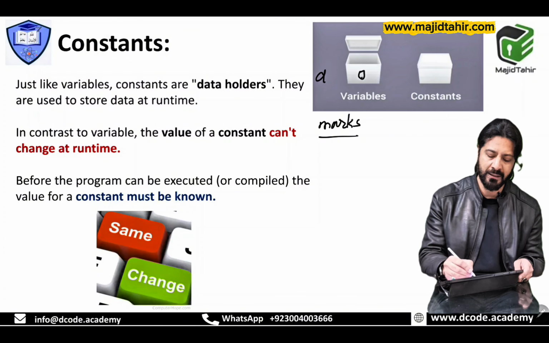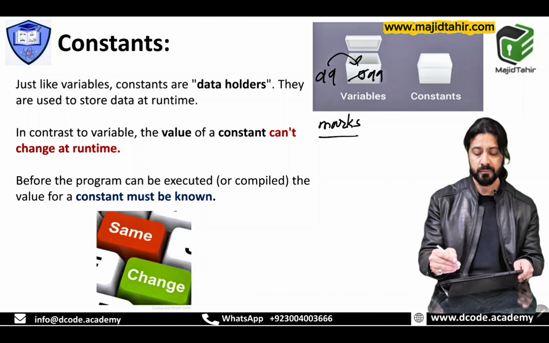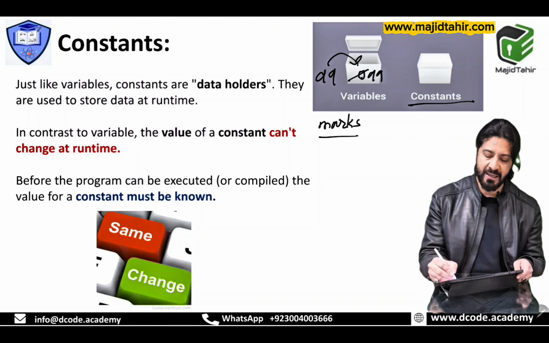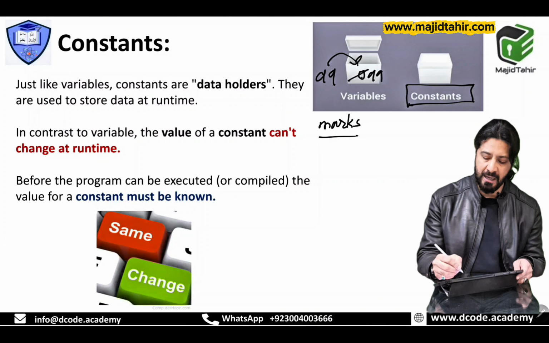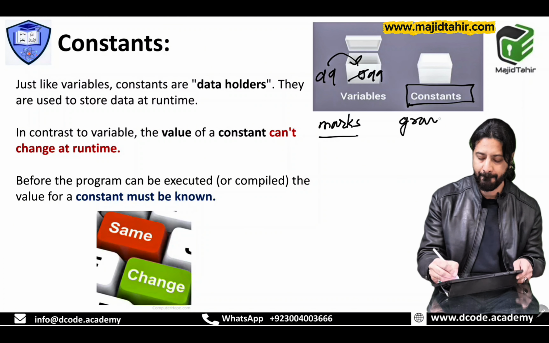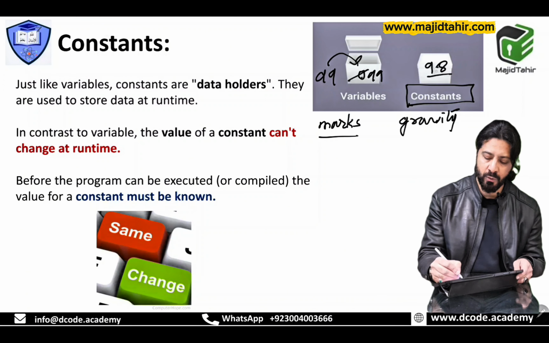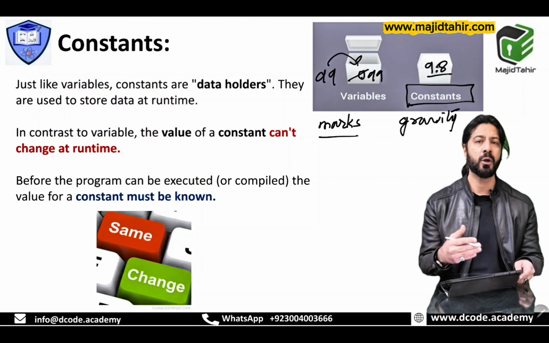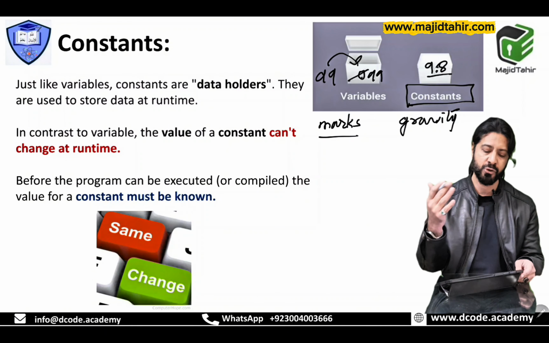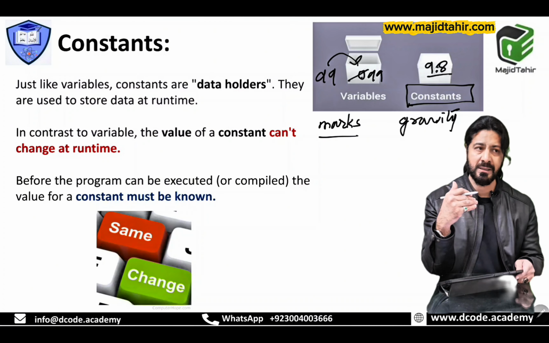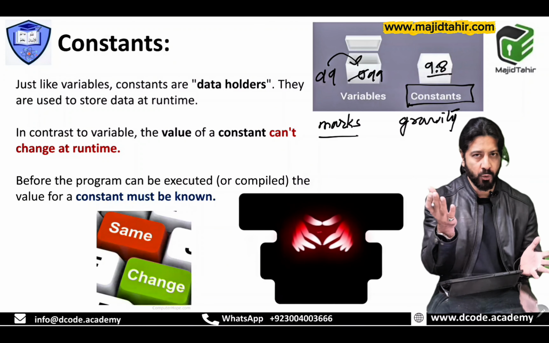For example, the user will put 99 in it, so the marks will change and 99 will go in instead of 0. Now it will hold 99. While a constant stores a value which the user will not enter, rather the programmer will fix the value. For example, let's make a constant of gravity. So gravity will have a value of 9.8. Now we know that the value of gravity is fixed. We don't need to get the value from the user. We can fix the value of gravity and use it in the program. So we normally keep constants as the values which do not change.